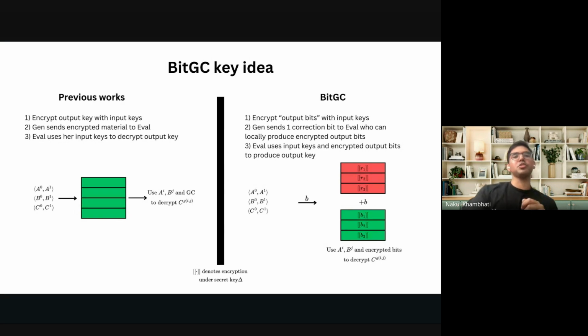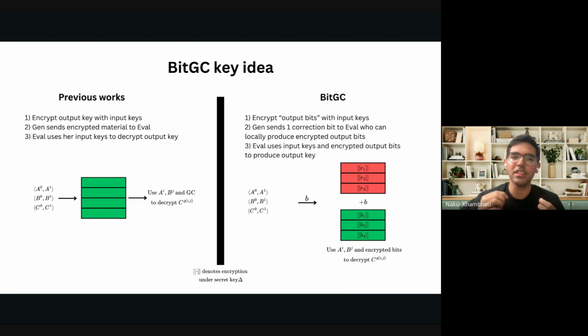This work uses a different approach. Now the garbler uses his input keys to encrypt output bits. More on that later. How are these output bits enough? We'll look at that in more detail. But he now encrypts output bits rather than encrypting the output key. And before all of this happens, the parties engage in a pre-processing phase where they distribute correlated randomness. This uses constant communication independent of the circuit being computed.